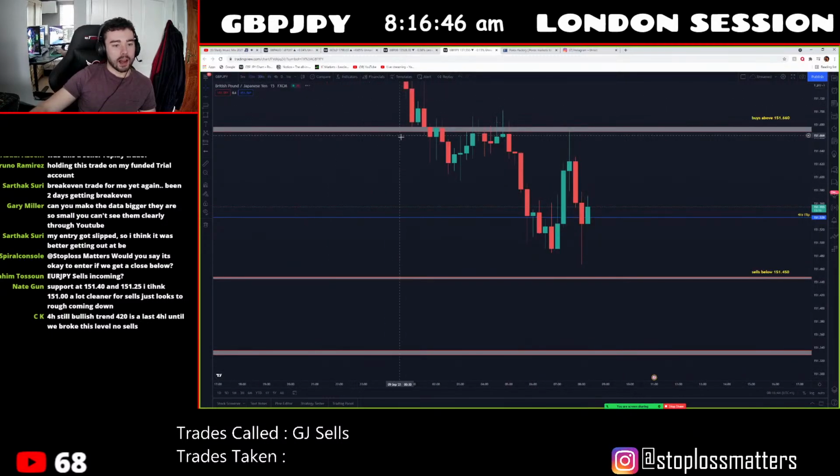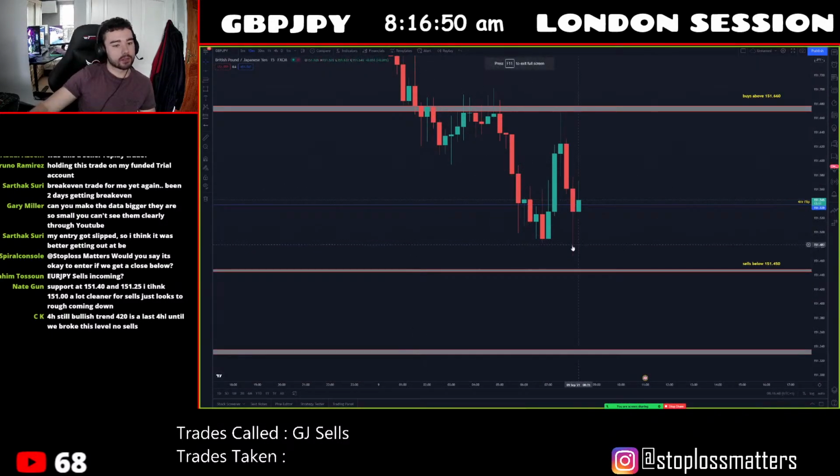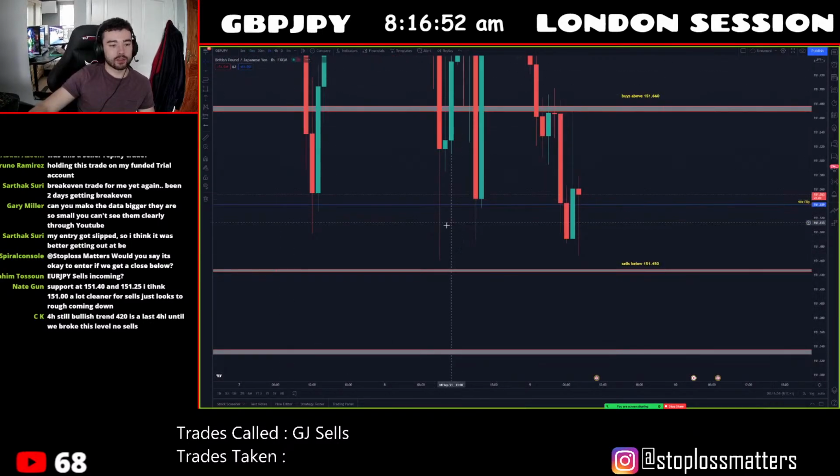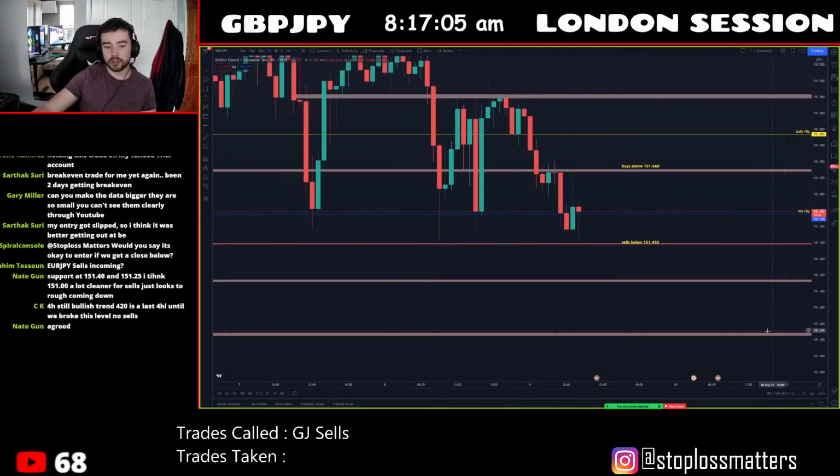So for me, I'm not liking these sells at this point. They're kind of pissing me off. There's lots of wicks to the left. I hate this zone at this point. Can you see? These wicks are annoying as hell. Support at 1540, and 25. I think 151 is a lot cleaner for sells. It just looks too rough coming down.